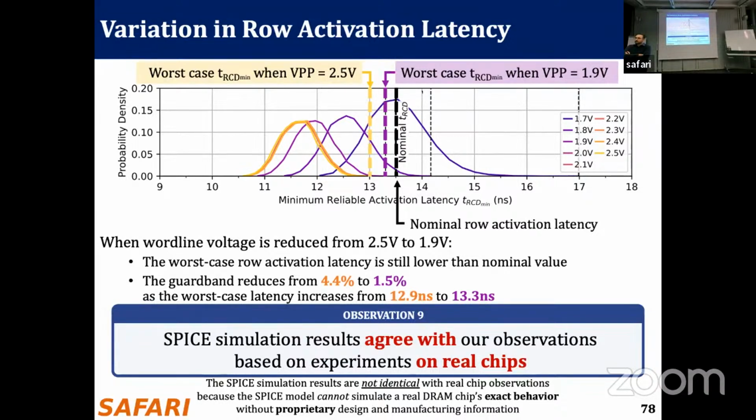So tRP is not that relevant because it's just about the precharge circuitry and the bitline capacitance, and it doesn't change with the wordline voltage. And we looked at tRAS and its effect on the data retention time as well.